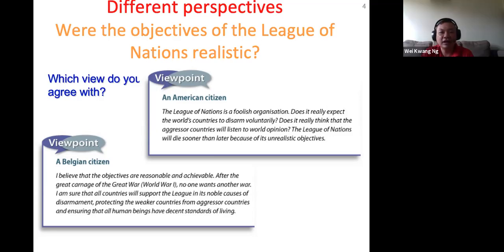Very good. Now, understand that when we talk about perspective, class, I hope you are jotting down the point. Thanks, Jasper. The point that Jasper mentioned is that the American is negative towards the League of Nations. And how do you know that he's negative? Because he uses many terms. For example, he says that the League of Nations is a foolish organization. And then he uses a lot of strategies.